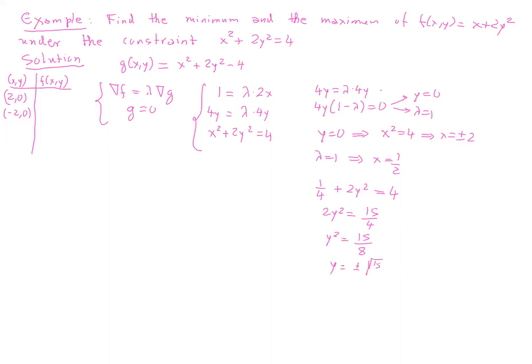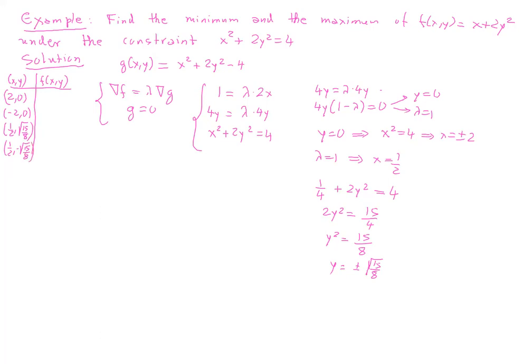I mean, you can slightly simplify this as square root of 15 over 2 square root of 2, but I'm not sure there's such a need, so allow me to keep it this way. And we have 2 points. The points are going to be (1/2, square root of 15 over 8) and (1/2, negative square root of 15 over 8). And now we can plug them into our function.